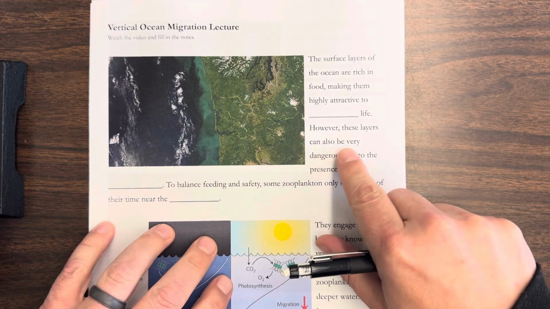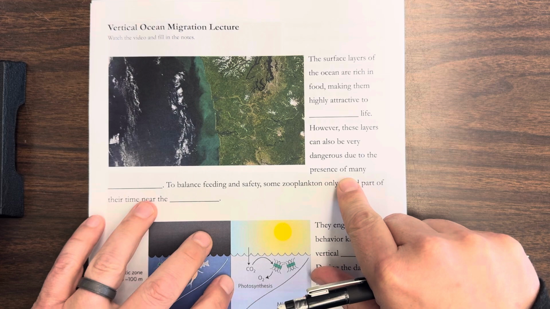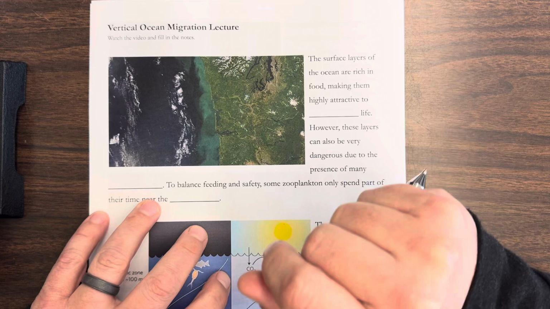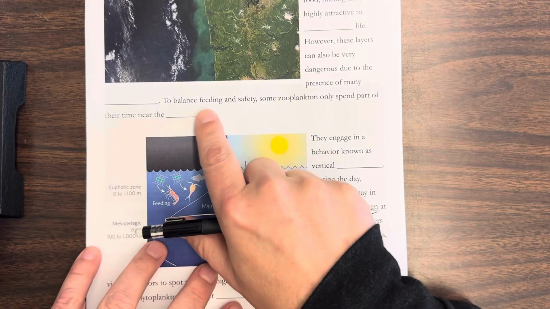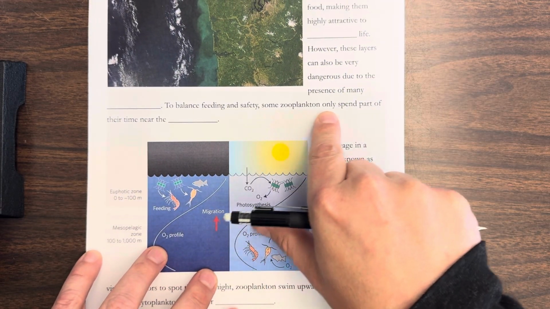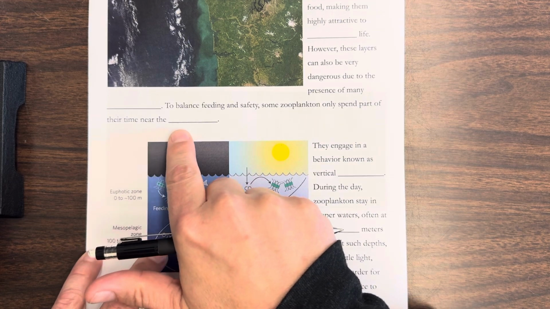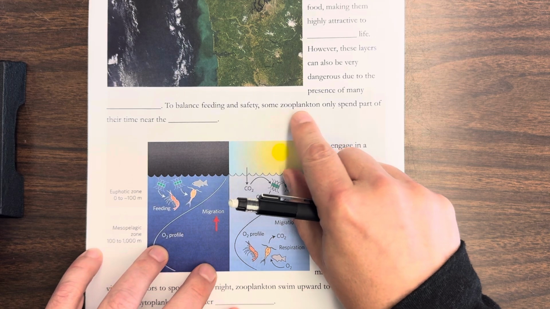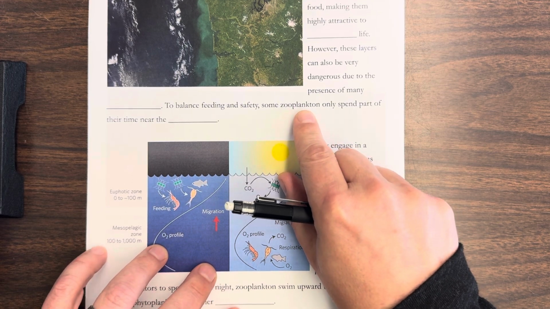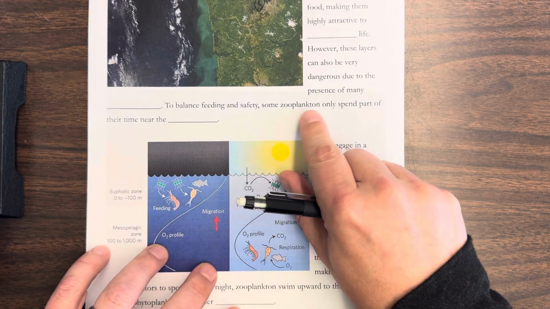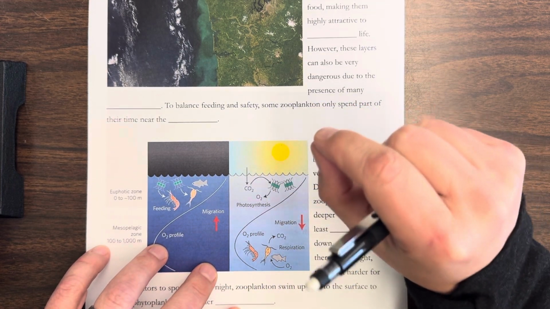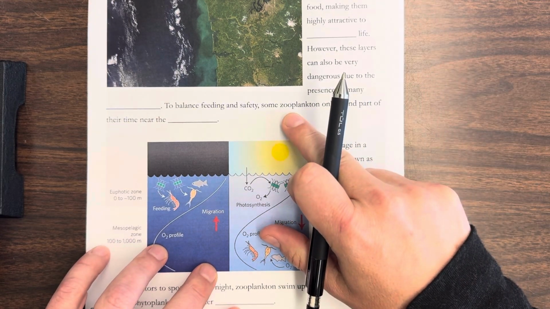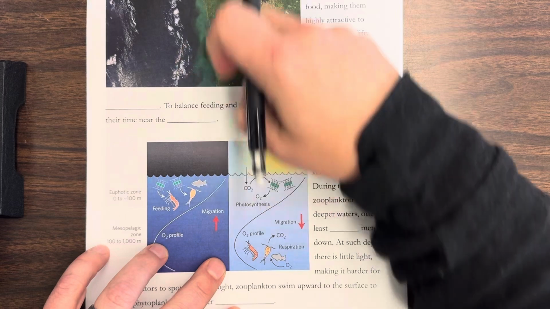However, these layers can also be very dangerous due to the presence of many predators. You can imagine that the predators are going to hang out where the feeding grounds are. To balance feeding and safety, some zooplankton only spend part of their time near the surface. Zooplankton, by the way, are like phytoplankton. They're very, very small, but they are animals rather than being plant-like. So just imagine a tiny, microscopic insect, right? That's going to be eating things. So the zooplankton get eaten by a lot of other things. They want to avoid these dangerous areas.